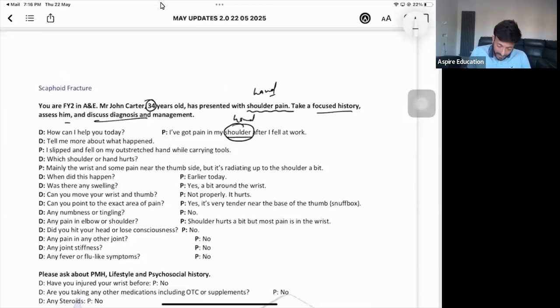Now, the patient says, I slipped and fell on my outstretched hand. You know, this history, falling on an outstretched hand, is very, very important. The thing is, this patient is working in a construction company. He's on a ladder and he fell down on an outstretched hand. This is a very typical history for scaphoid fracture actually.